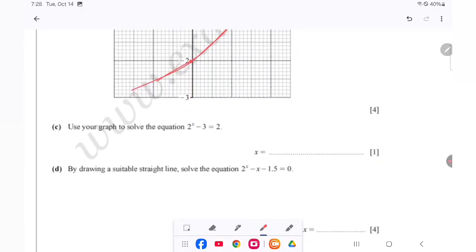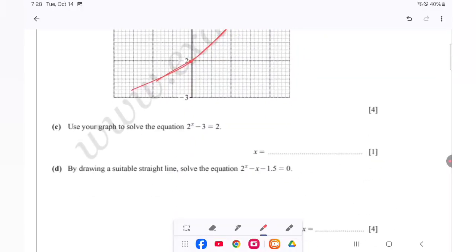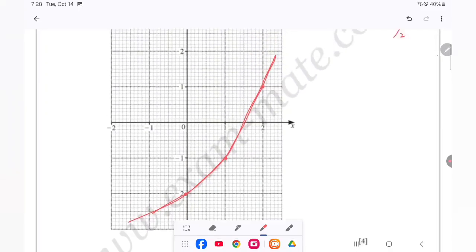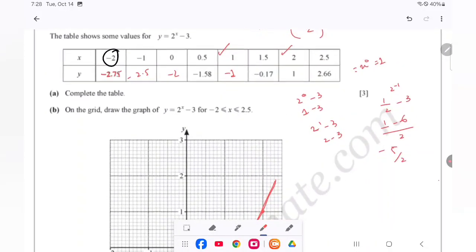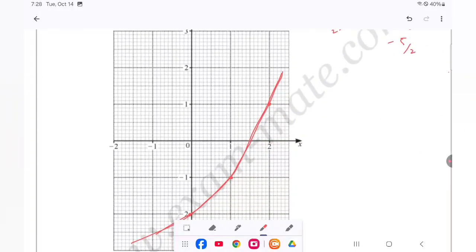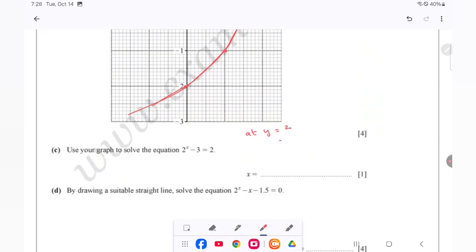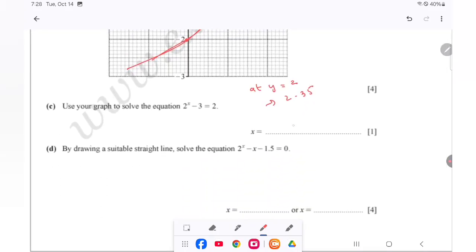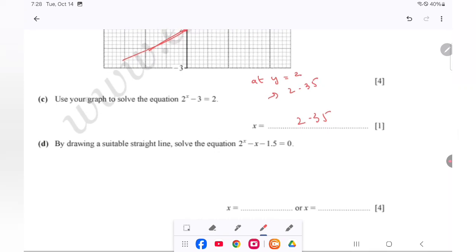Now in part C, use your graph to solve the equation. So at y equals 2, on the given graph, the x will give you the value of 2.35 with the help of the graph. Now for part D, by drawing a suitable straight line, solve the equation.